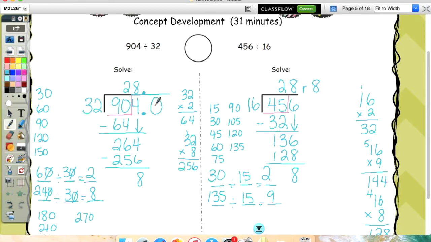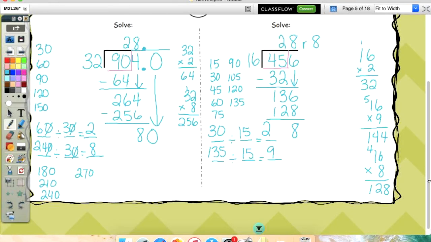So did you see what I just did? I wrote a decimal after 904, which it's already there, and I popped it up to the top. Now this 0 doesn't change the value. This is 80 tenths, which is the same thing as 8. Correct? Now, here's what I want you to remember. I am not bringing my decimal down in the problem. Do not bring your decimal down in the problem. Just put it at the top above the doghouse and leave it.